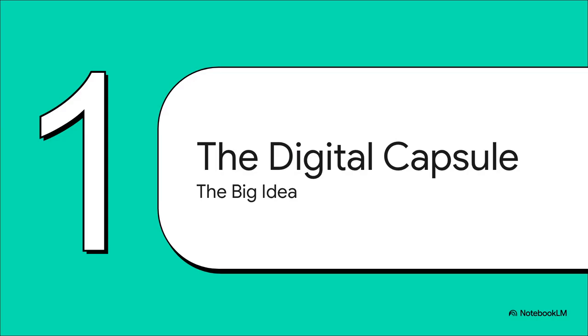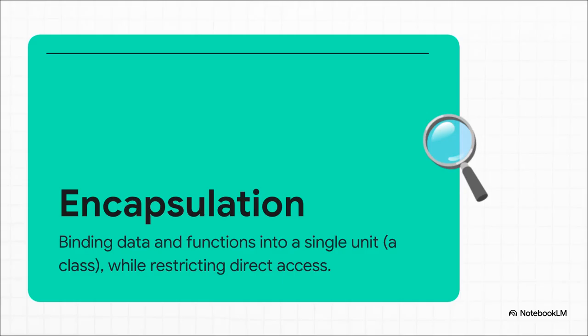All right, section 1, the digital capsule concept. Let's crack this thing open and really understand the big idea here. So, what is it really? At its heart, encapsulation is all about bundling. You take some data, and you take the functions that mess with that data, and you wrap them all up together in a single neat little package called a class. But, and this is the most important part, it's also about restricting direct access to what's inside. It's like we're building protective walls around our data. And trust me, there's a very good reason for it.